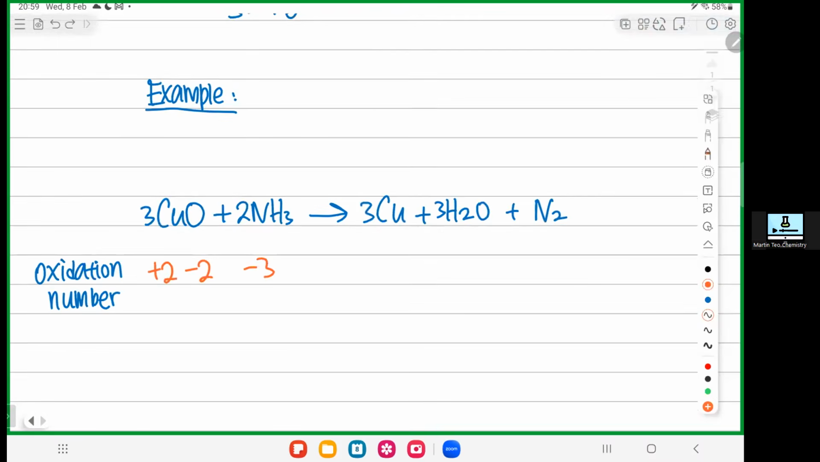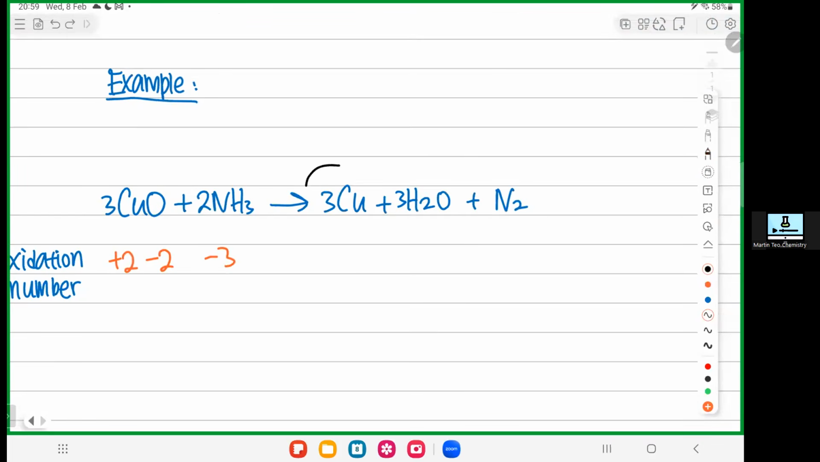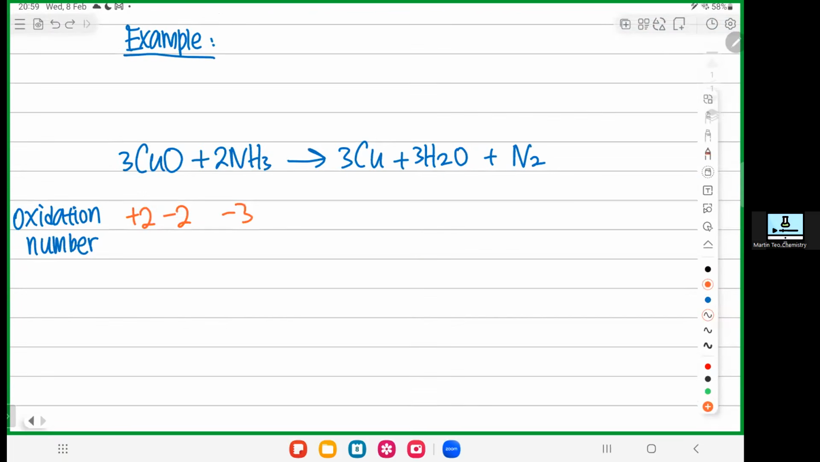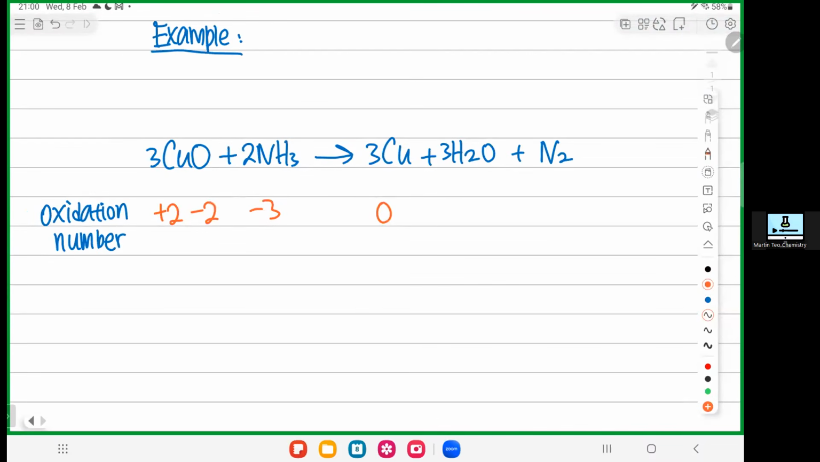Okay. So now next one. On the right hand side, the copper here, what is it? This is Cu, only one species. So it's an element, oxidation number 0. Okay. Sorry, before that, this hydrogen. How many? Hydrogen is always +1. So don't times 3. You don't need to multiply by 3.